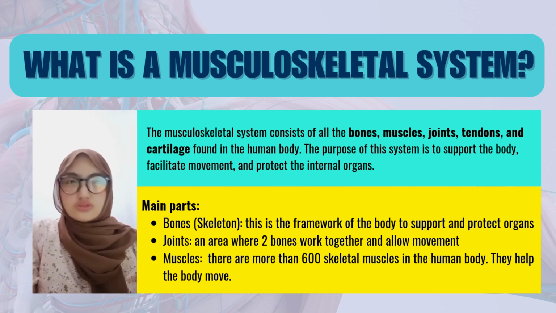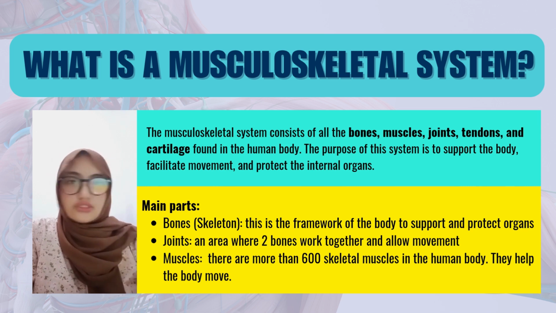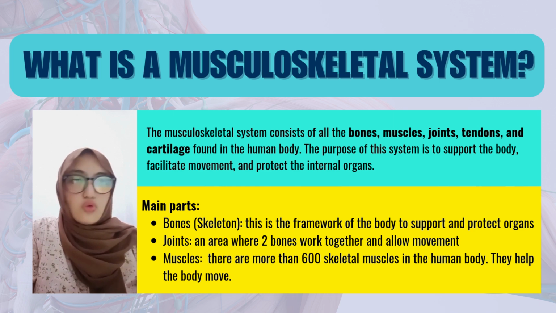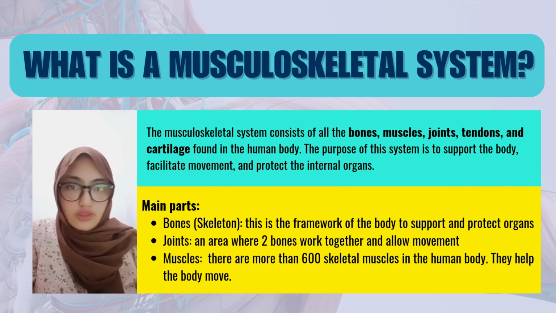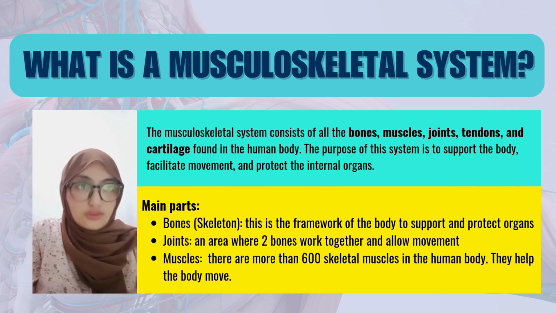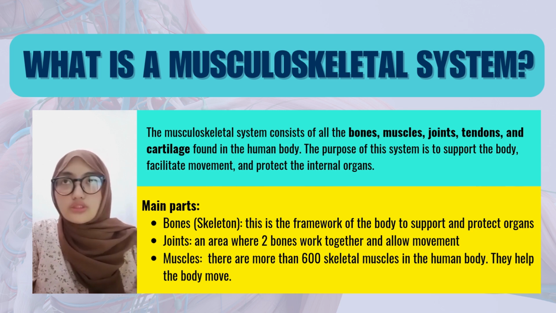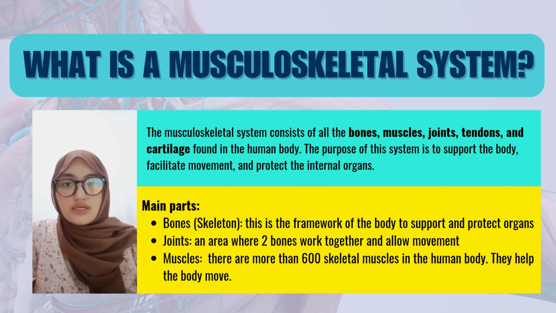Now we move on to the core of this lesson. We start off this topic by talking about the definition of the musculoskeletal system. You can see it on the PowerPoint. It consists of all bones, muscles, joints, tendons, and cartilage found in the human body. I'm going to show students the definition first, and what the main parts of this system are, and what the function of all three main parts of the musculoskeletal system is, because that is our highlight in this topic.